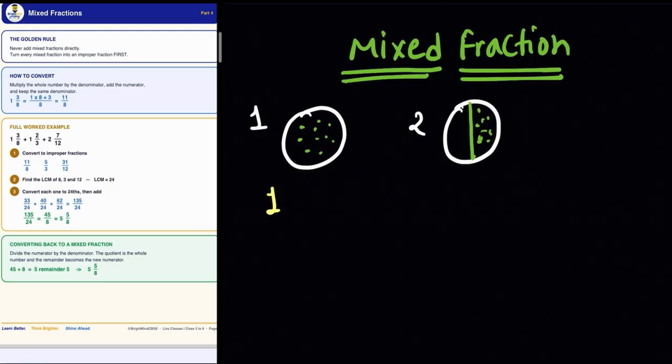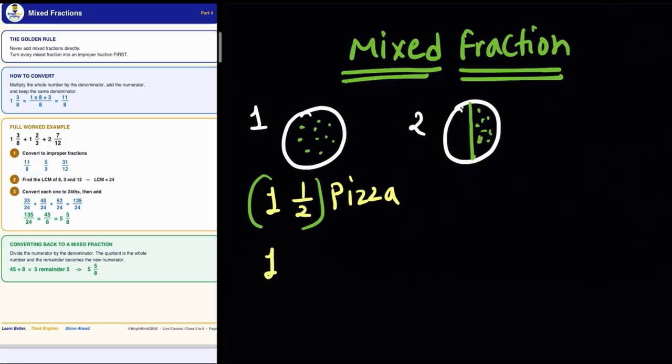Okay, so here, how can we write one whole pizza and one half of the pizza? You have eaten how many pizzas? One whole pizza and a half of the second pizza. So that is called the mixed fraction. Here 1 and a half, or 1 by 2, is called the mixed fraction.